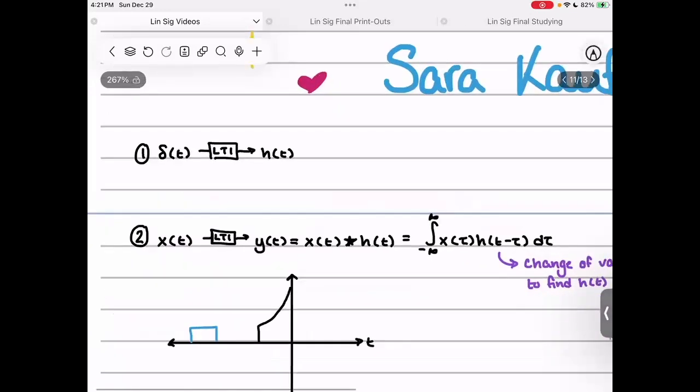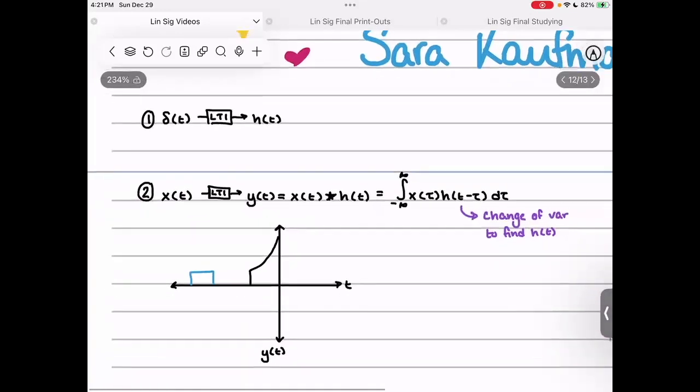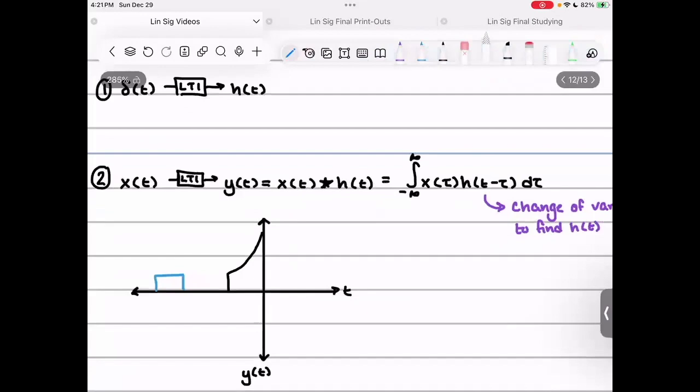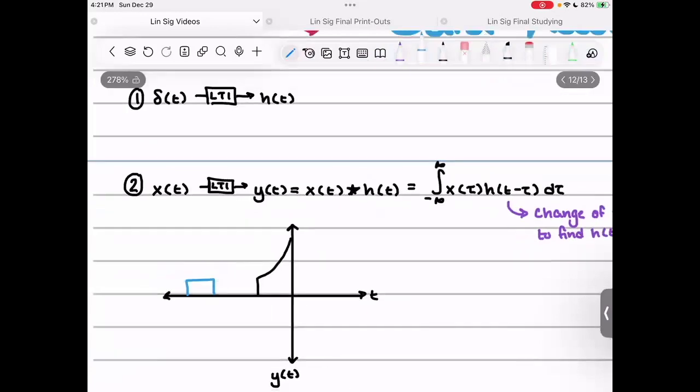Then the next one that we talk about is the convolution. And essentially, if you haven't covered this in class yet, a convolution is when you're moving one function. So you're looking at this one right here along another one. So this little guy is just doing this.